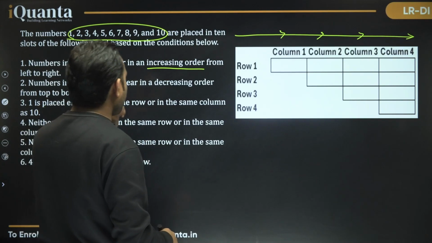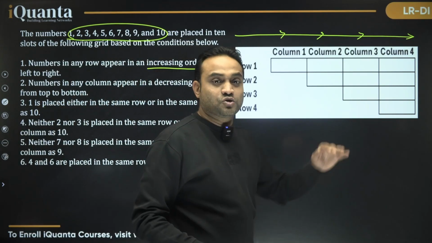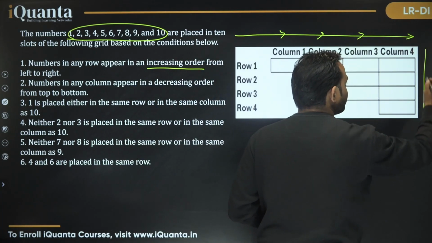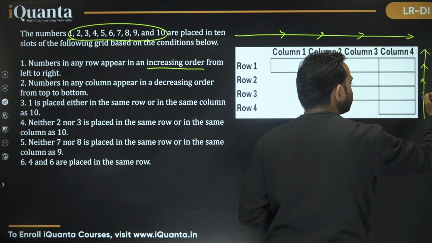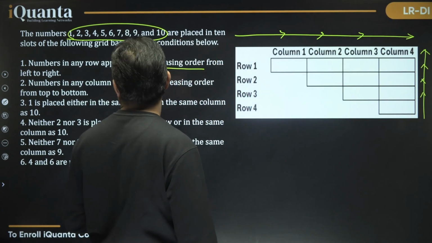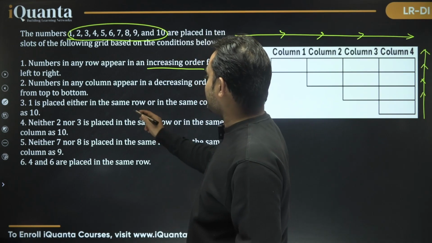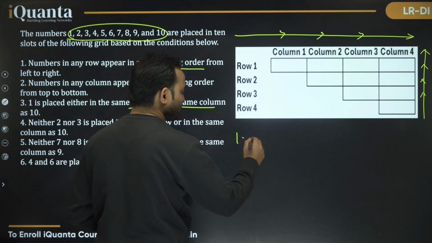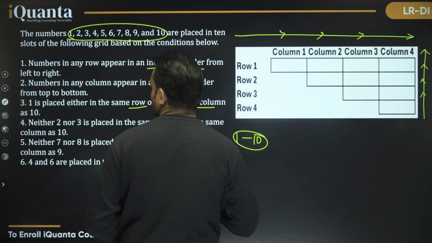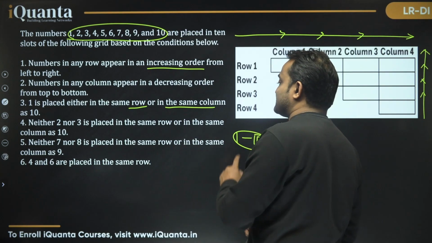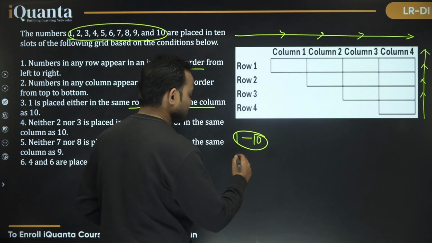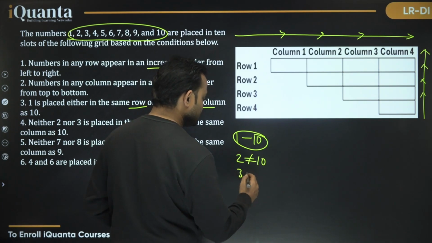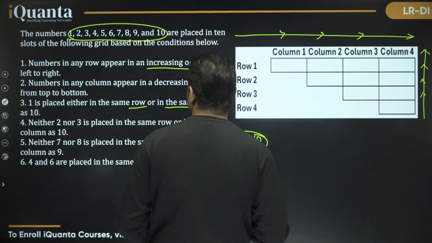Numbers in any column appear in decreasing order from top to bottom. Top to bottom decreasing means, can we say bottom to top it will be increasing? Okay. Now 1 is placed either in the same row or in the same column as 10. So 1 is with 10. Neither 2 nor 3 is placed in the same row or in the same column as 10. So 2 is not in the same row or column as 10. 3 is not in the same row or column as 10.